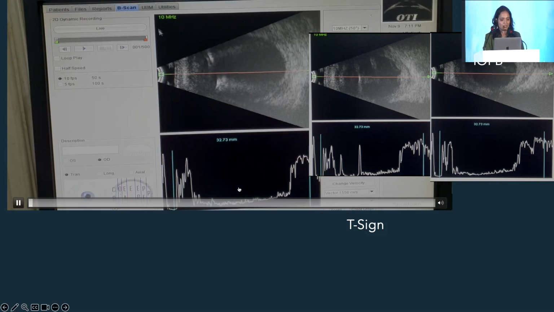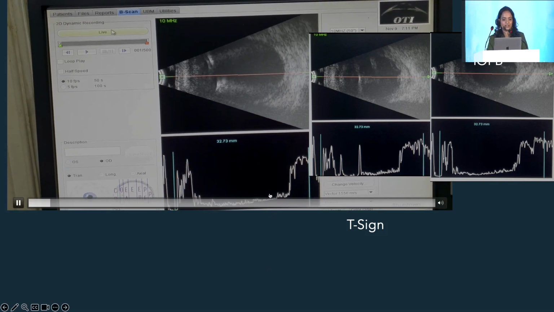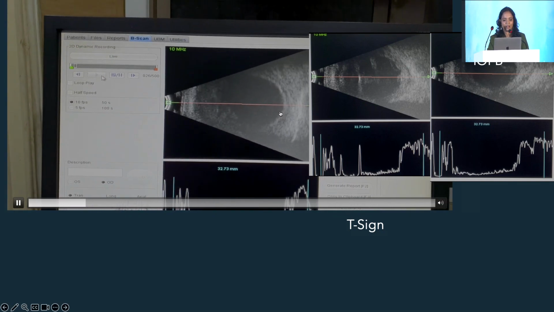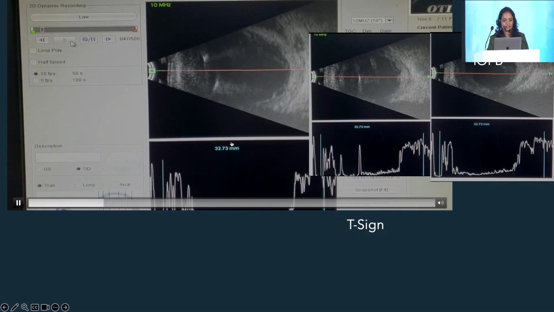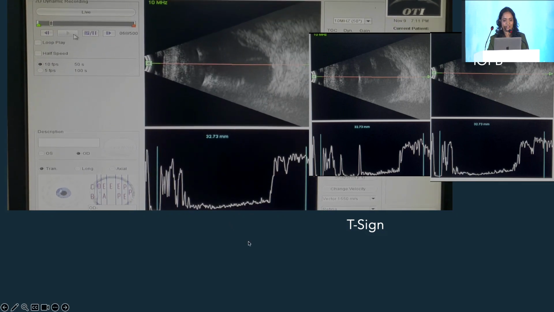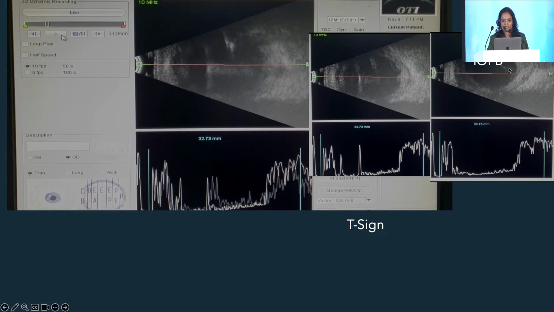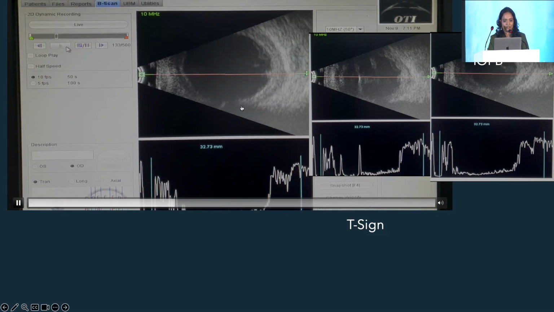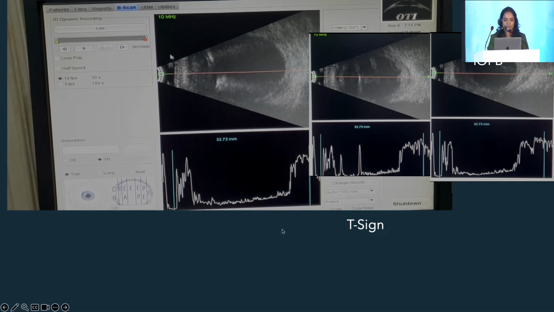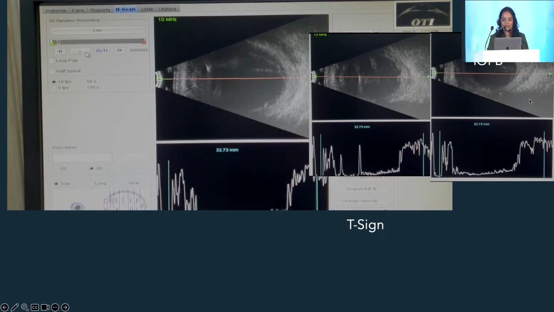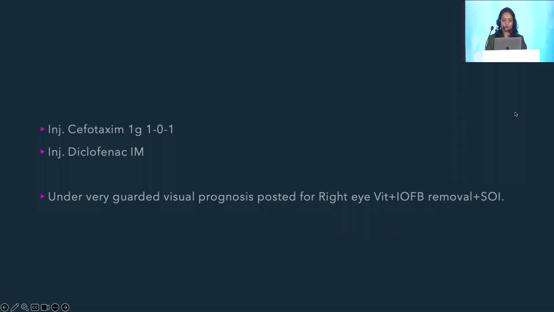Now, this was the B scan of this patient. We can see that there is a very obvious foreign body with the back shadowing, and it has a very large spike on the A scan as well. And you can see that there is a retinal detachment as well. There are a lot of exudates, and here you can see a T sign. So this is a very infected case, and it is a panophthalmitis, and it has an intraocular foreign body.